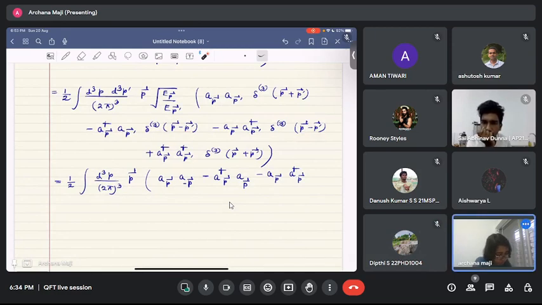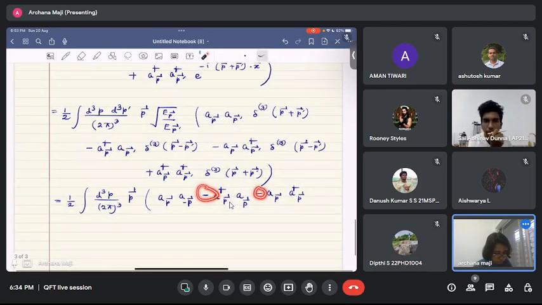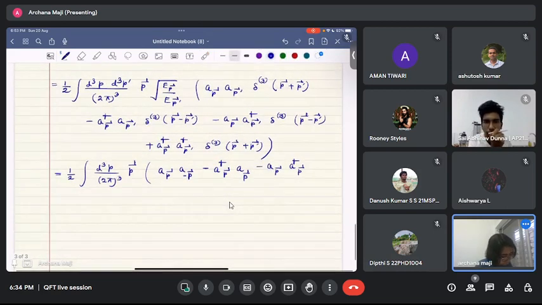And for these two terms, P prime will be P, and for this one, P prime will be minus P. But I'm worried why I'm getting a minus here. Let's see. Hopefully I'm not making a mistake. Plus A dagger P, A dagger minus P.